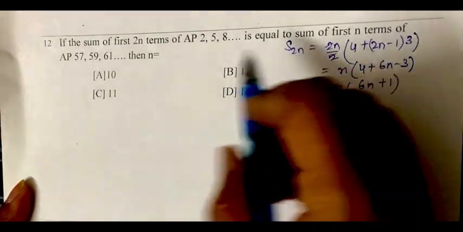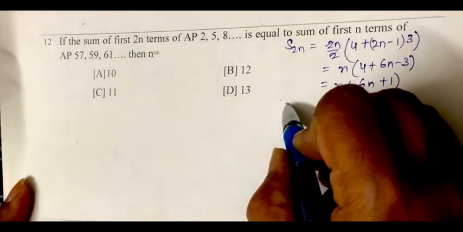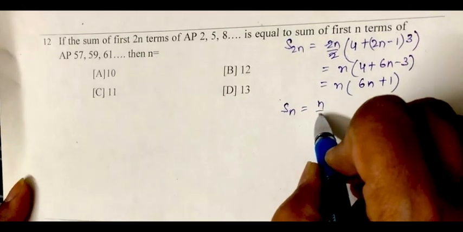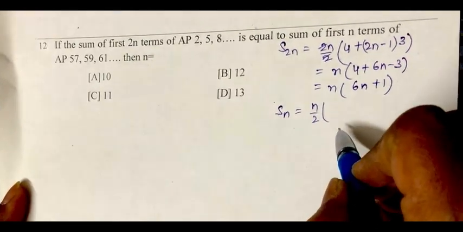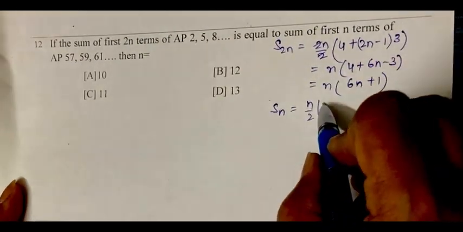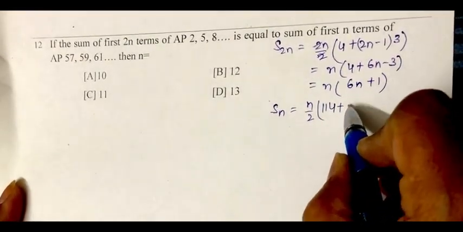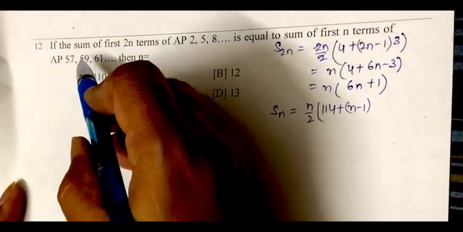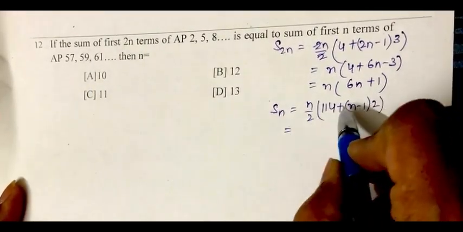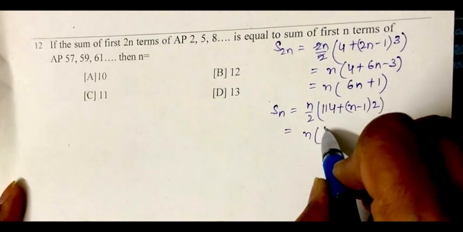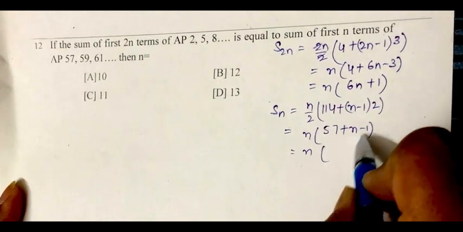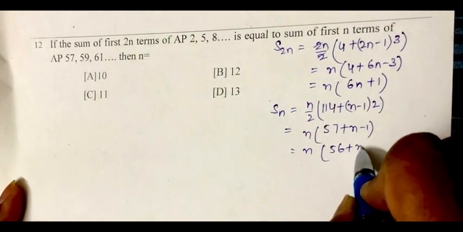Now again the sum of first n terms Sn in the other case will be n by 2 times 2a. Our a is 57, so it becomes 114 plus (n minus 1)d, and d is 59 minus 57, that is 2. So take this 2 inside, it becomes n divided by 2, times 2 times (57 plus n minus 1). So it becomes n times (57 minus 1, that is 56, plus n).